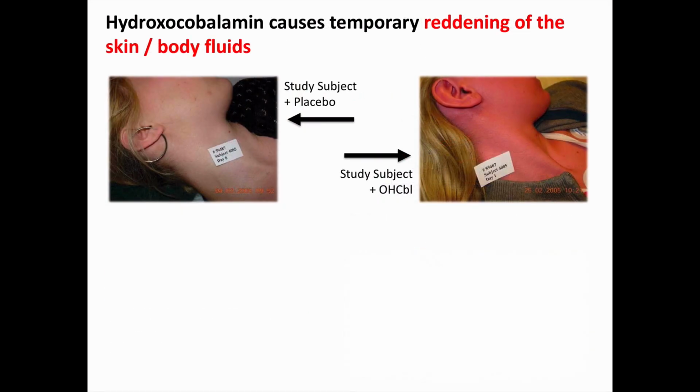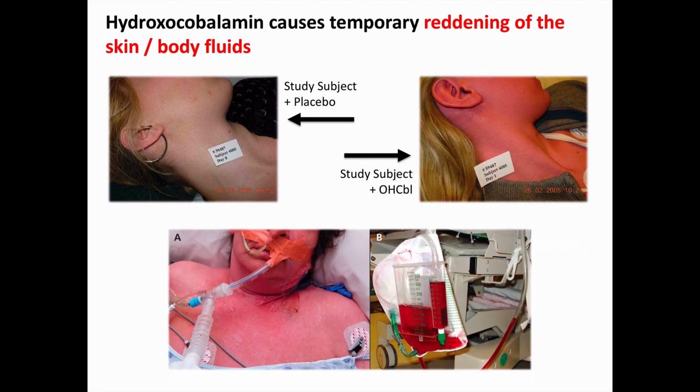The most predictable and prominent side effect of hydroxycobalamin is that it causes temporary reddening of the skin and body fluids. As we've seen, the drug itself is deep red, and you have to give a lot of it. Pictured here is a volunteer subject in an early hydroxycobalamin study. On the left was the day she was given placebo, and on the right was the day she got hydroxycobalamin. This is seen too in cyanide poison patients. This woman's skin is bright red, and so is her urine.